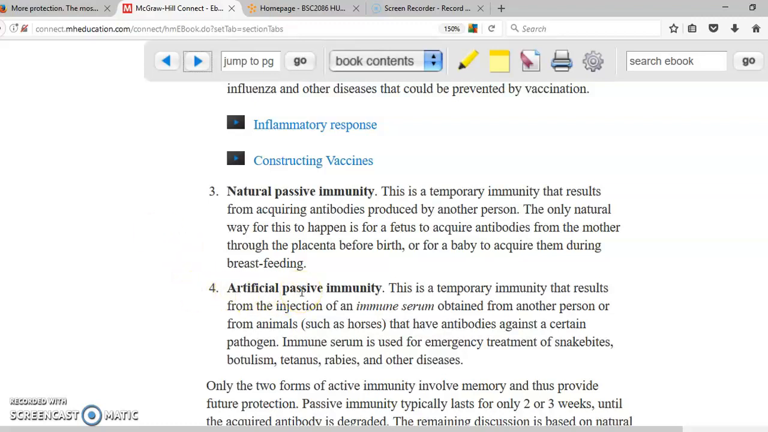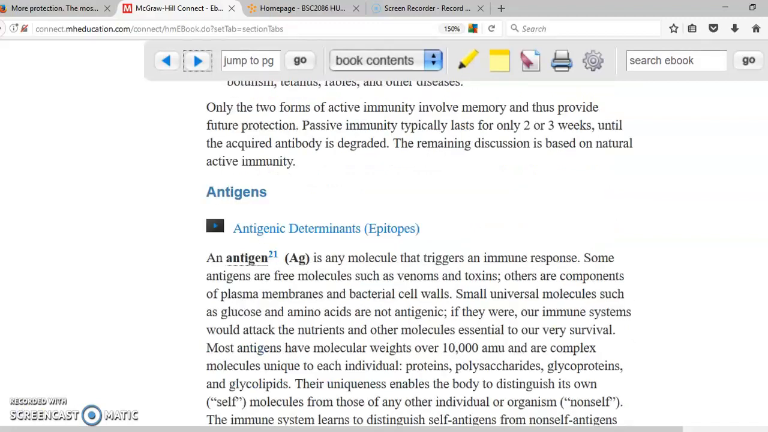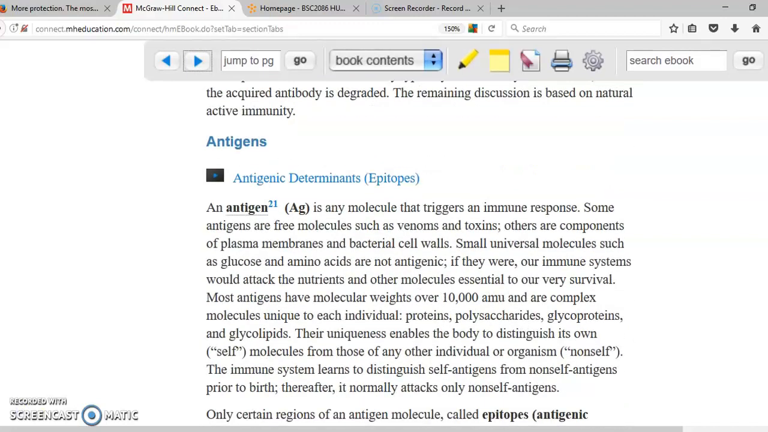The last one that we have in here is artificial passive. So in this case, somebody else got the infection, somebody else got the antibodies, and then doctors get the antibodies from this other person, and they give these antibodies to you because you have the same infection that this other person got.